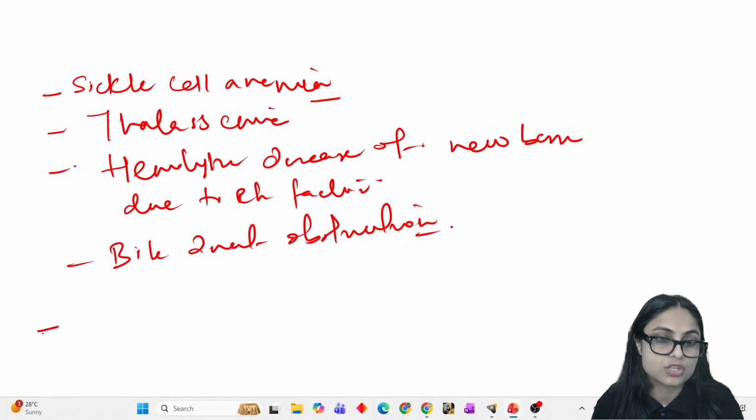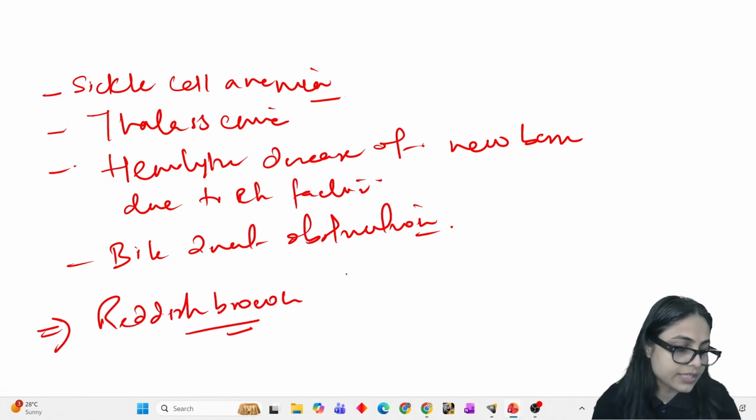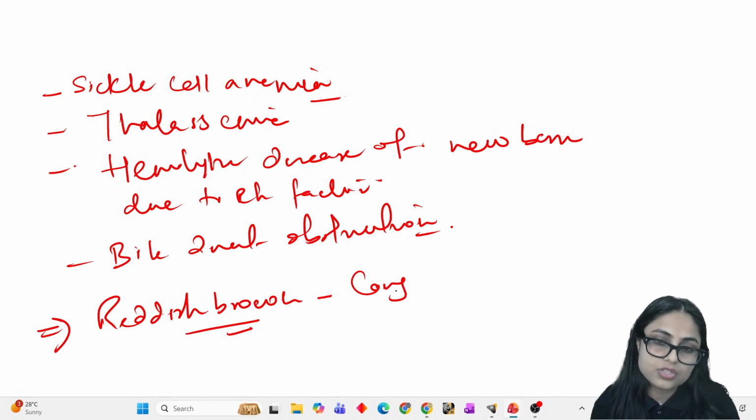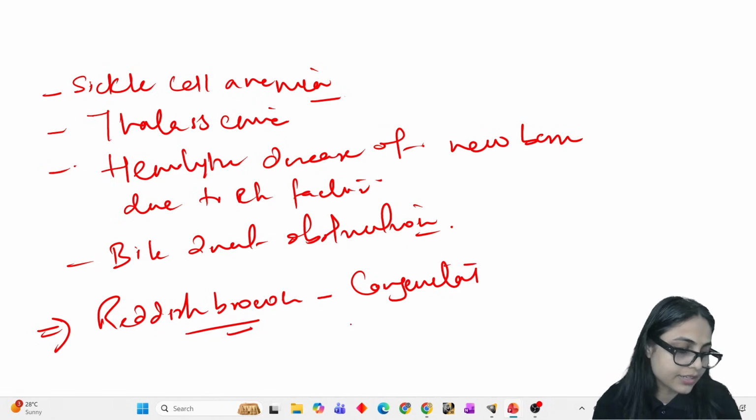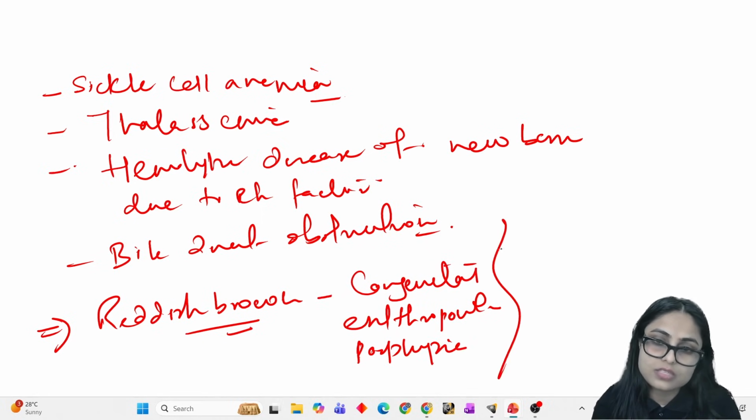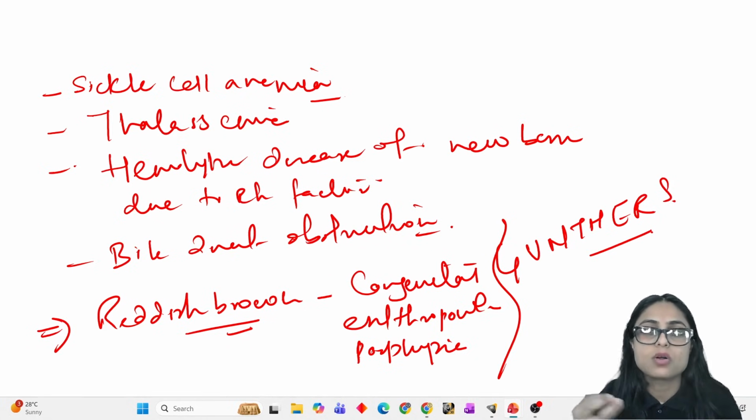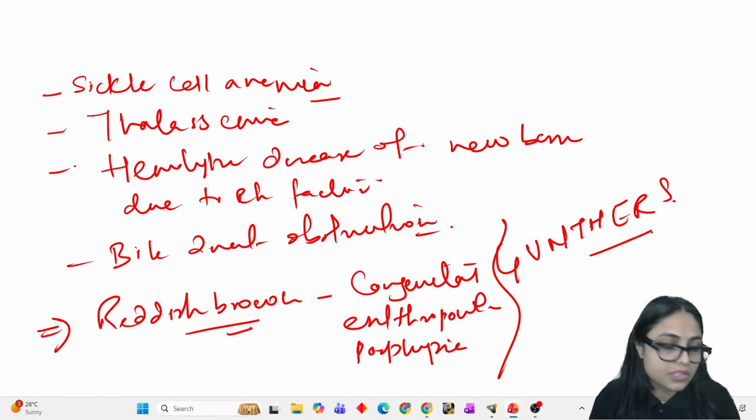So we have reddish brown discoloration also. This happens in which condition? This happens in congenital erythropoietic porphyria. This is also called Gunther's disease. So if they ask you reddish brown pigmentation, it can be caused due to this condition called Gunther's disease. And this is basically an autosomal recessive condition.